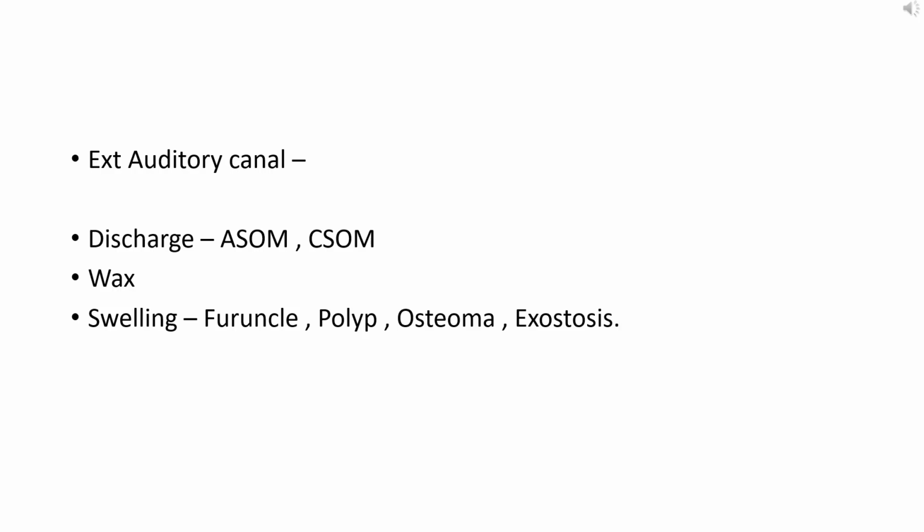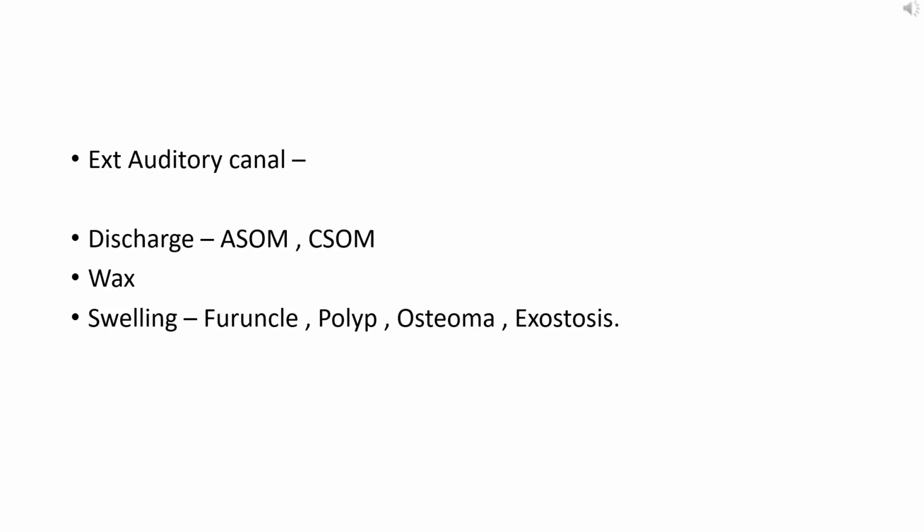Coming to the examination of the external auditory canal, there is nothing much in the examination of the EAC. Basically, it is a bony cartilaginous tube which has the outer one-third as cartilage and the inner two-thirds as bony part. So we will look for the content of the EAC. There can be discharge that indicates acute suppurative otitis media or chronic suppurative otitis media. There can be wax due to secretion of ceruminous glands, and also there can be a swelling inside the EAC that can be a furuncle, that is infection of hair follicles, and there can be an EAC polyp or granulations. There can be bony outgrowths or benign bony lesions as well, known as osteoma or exostosis.